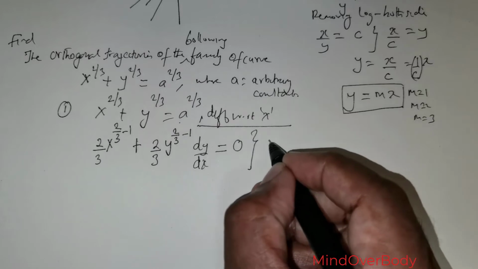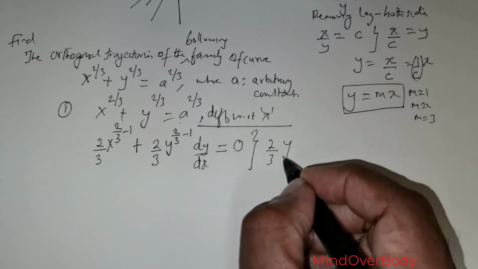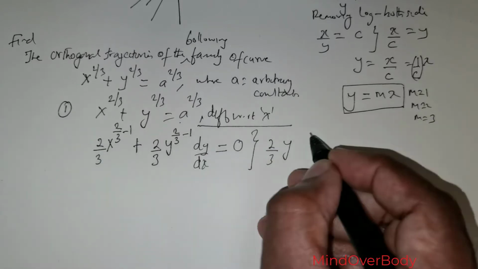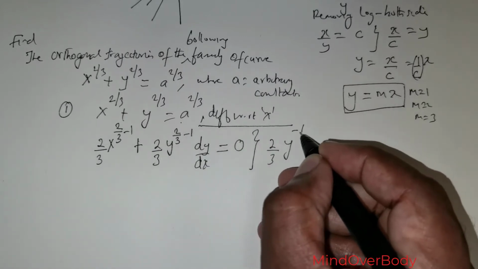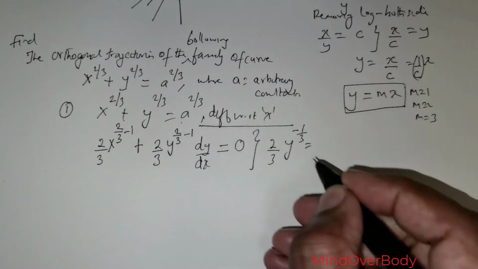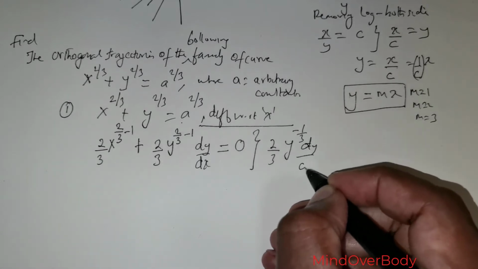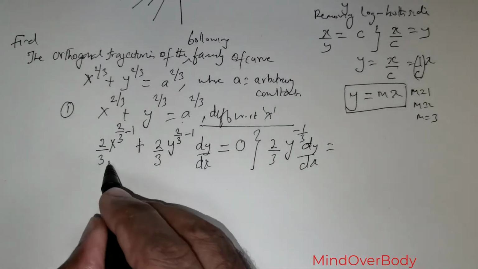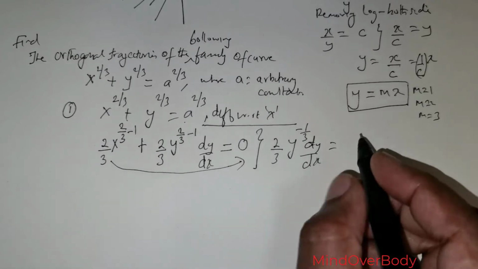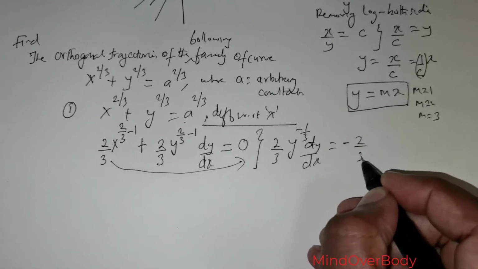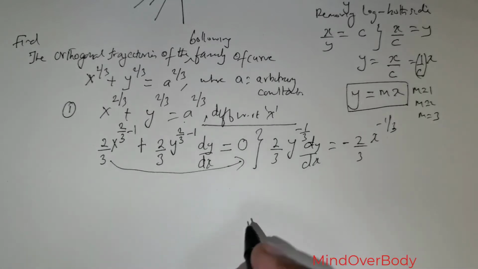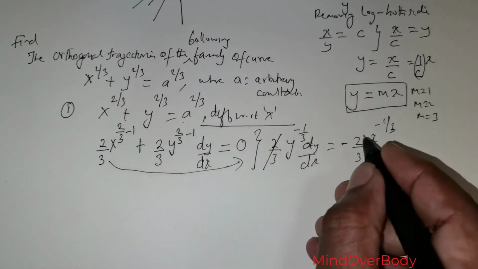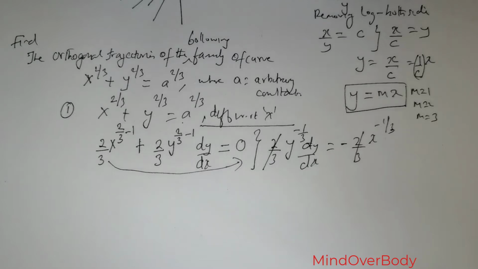I can rewrite this as 2 over 3 times y raised to the power of 2 over 3 minus 1. This is going to give me negative 1 over 3, which is, of course, there's a dy over dx. And I'm going to push this to the other side. So that's going to be negative 2 over 3 x raised to the power of negative 1 over 3. Now, I've got a 2 over 3 on both sides, and both of them can be cancelled.